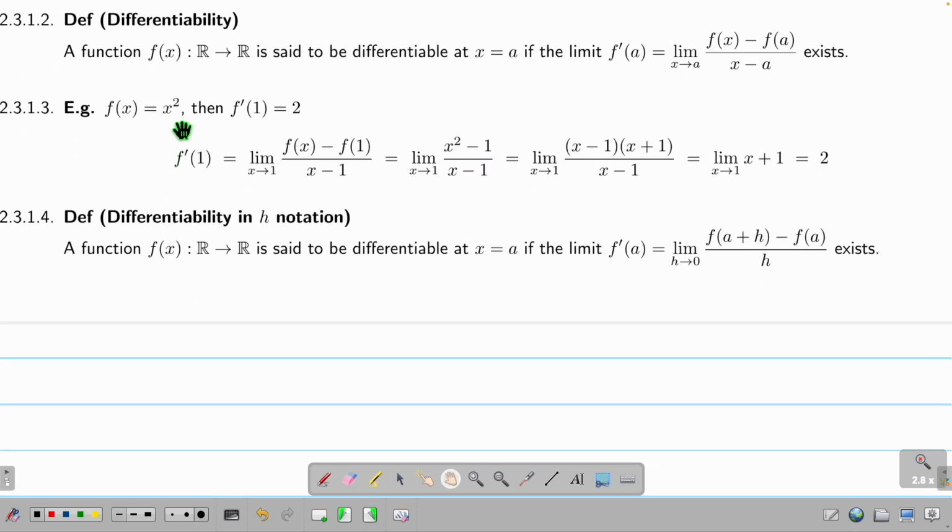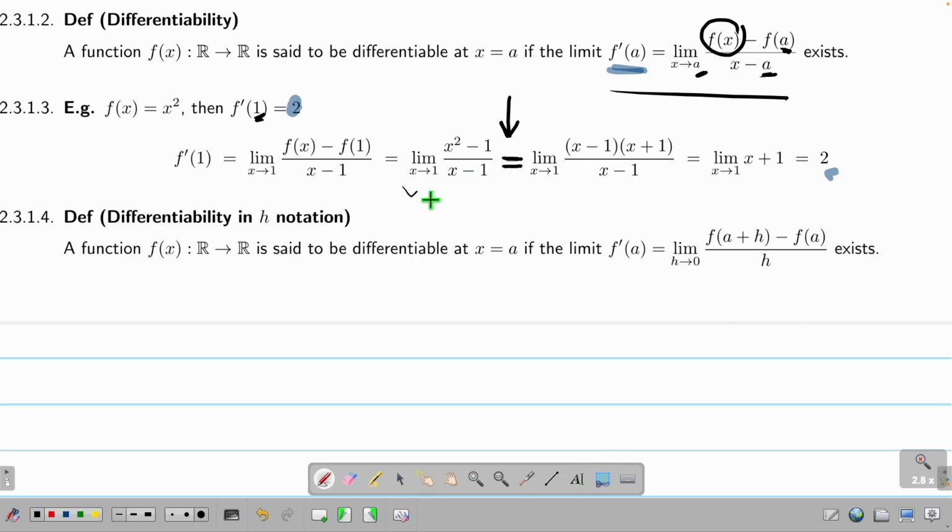Example, f is equal to x squared, then this guy is 2 at 1. So you just do this. This is f(x), so f(x) is x squared. This is a. What's our a? 1. So 1, 1, 1. What's our limit here? The limit here is 2, which is what we want in the end. So there's no 2 here. Then what? Just simplify this limit.